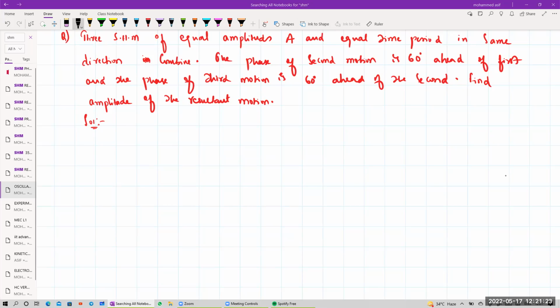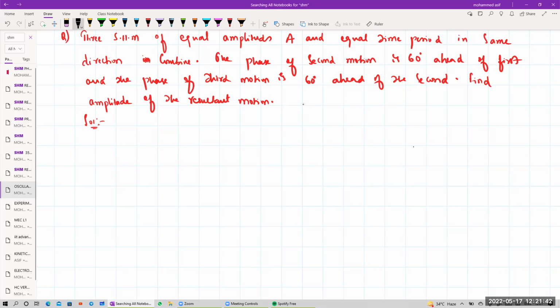Anish? Yes, sir. Can you hear me? Yes, sir. See the question, sir, a good question. Three SHMs of equal amplitudes A and equal time period in the same direction are combining. The phase of the second motion is 60 degrees ahead of the first one. All of them have equal amplitudes and they have equal time periods also.